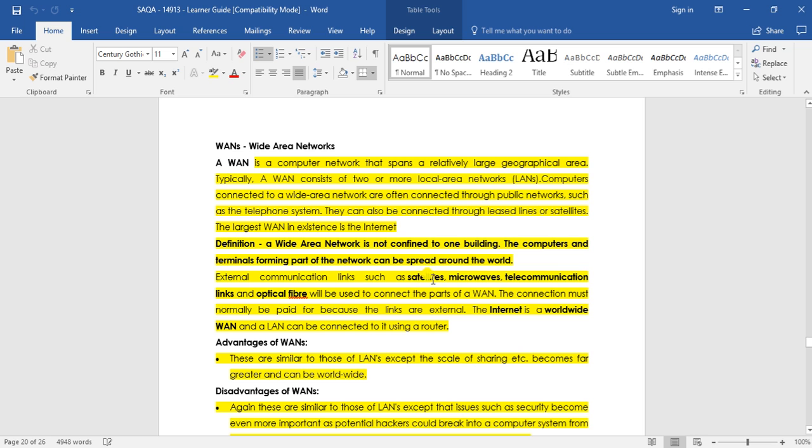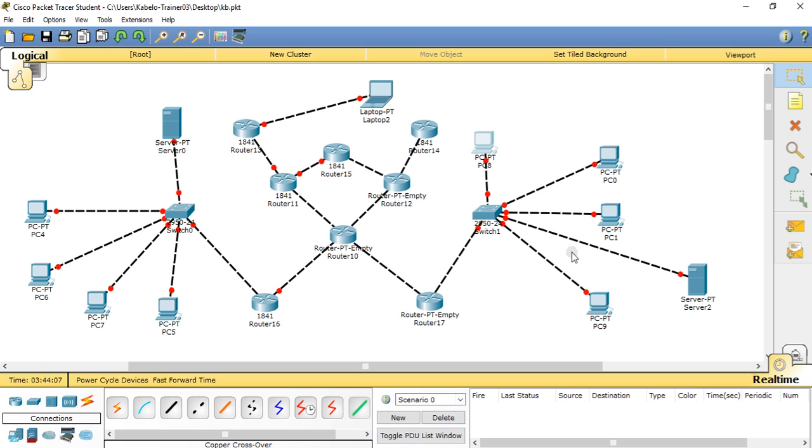External communication links such as satellites, microwaves, telecommunication links, and optical fiber will be used to connect the parts of a WAN. The connection normally must be paid for because the links are external. The internet is a worldwide WAN, and a LAN can be connected to it using a router. As I've explained here, it's a worldwide WAN. These are just routers. It's that cloud that you normally see when they demonstrate the internet. So it's just an interconnection of routers combined together forming a WAN.